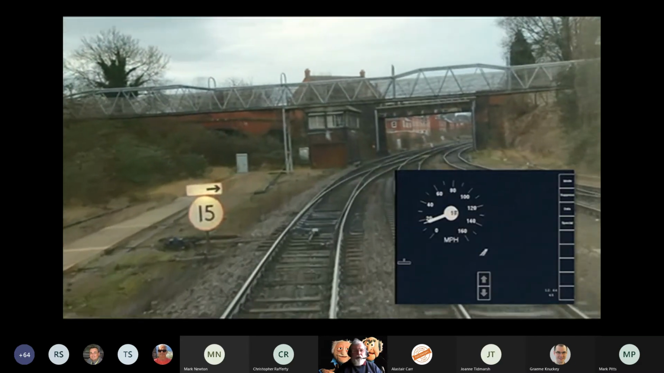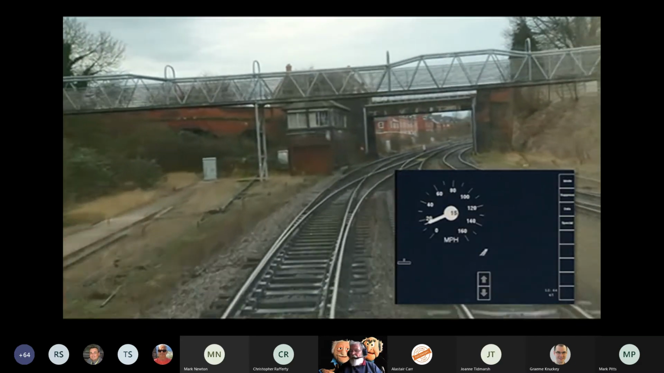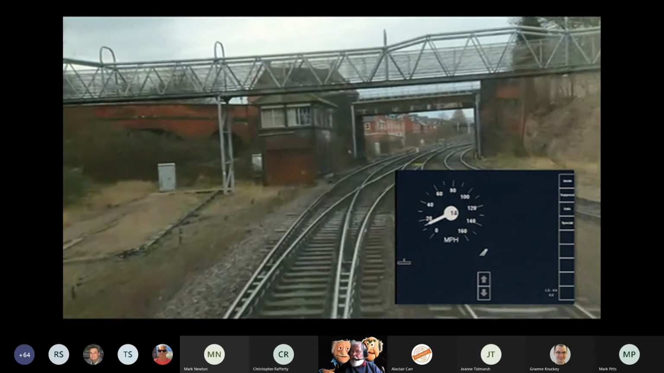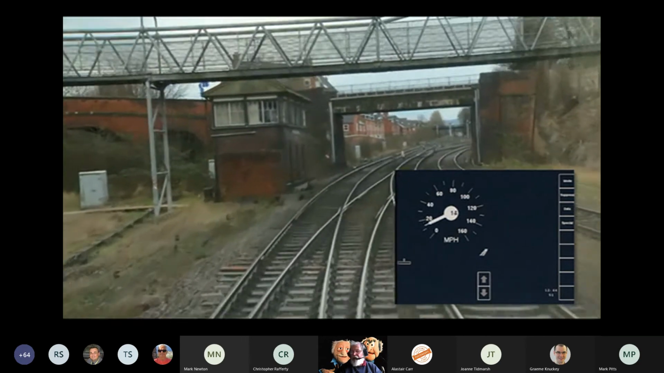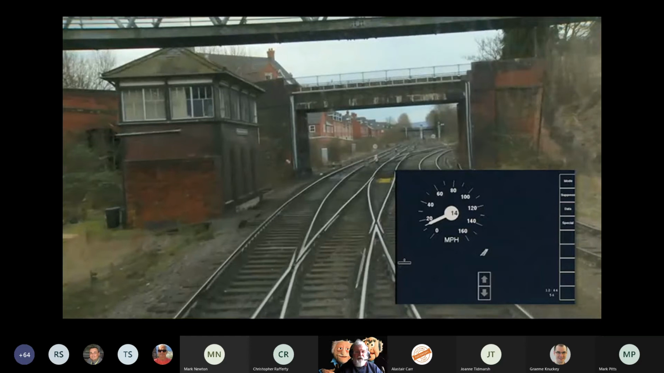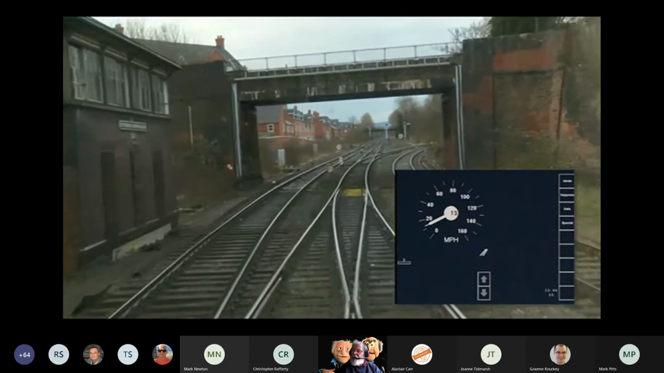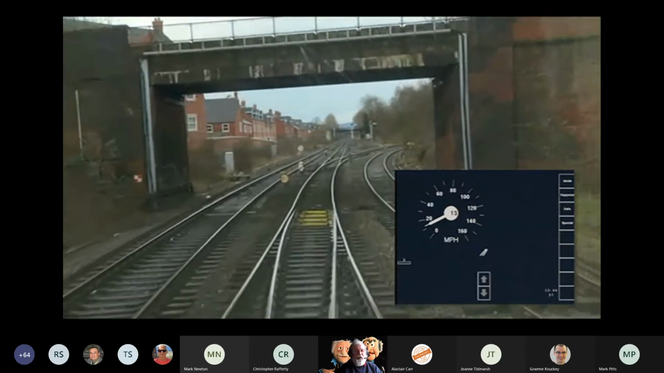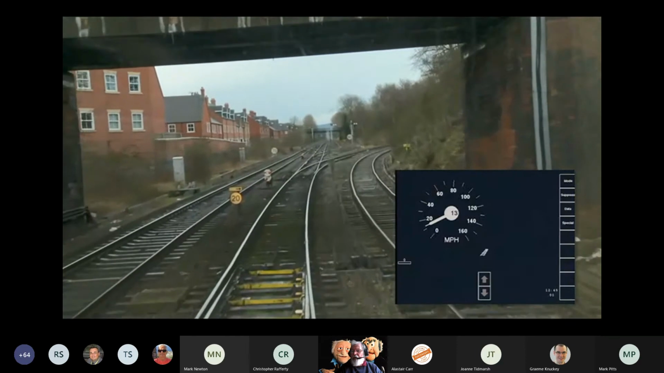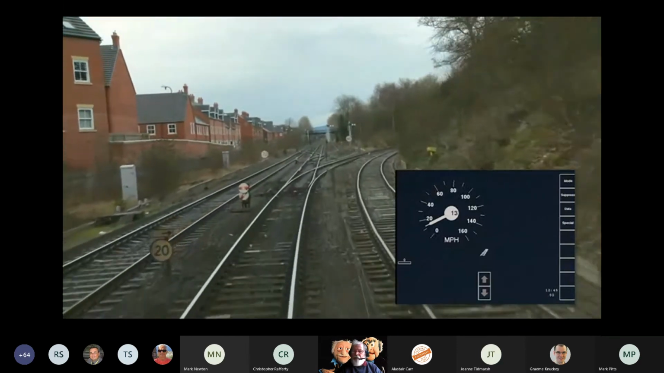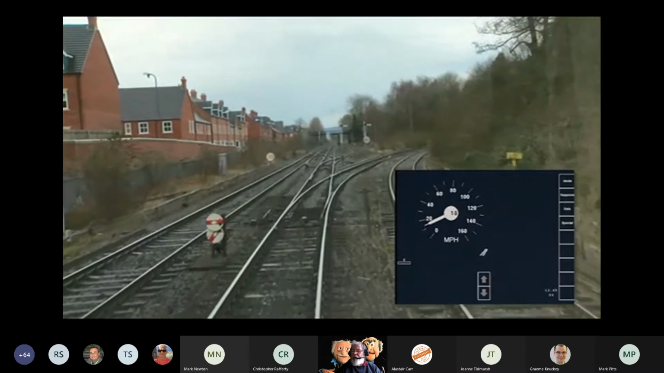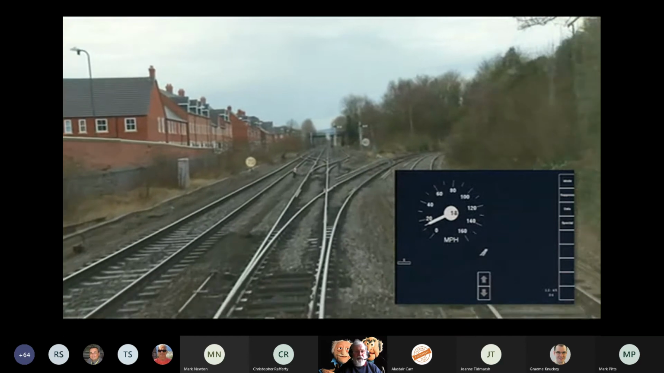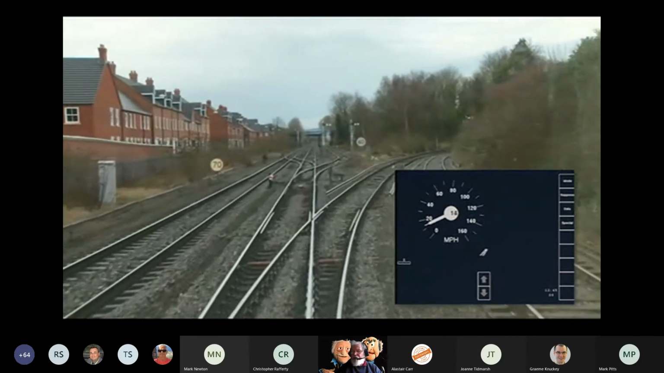So leaving Shrewsbury, the driver on the Cambrian selects level 0 and TPWS AWS is active and the driver is operating in unfitted mode. This is a peculiarity of baseline 2. If it was a baseline 3 scheme, as it will be when we do the upgrades, the drivers will be operating in level NTC with TPWS active.